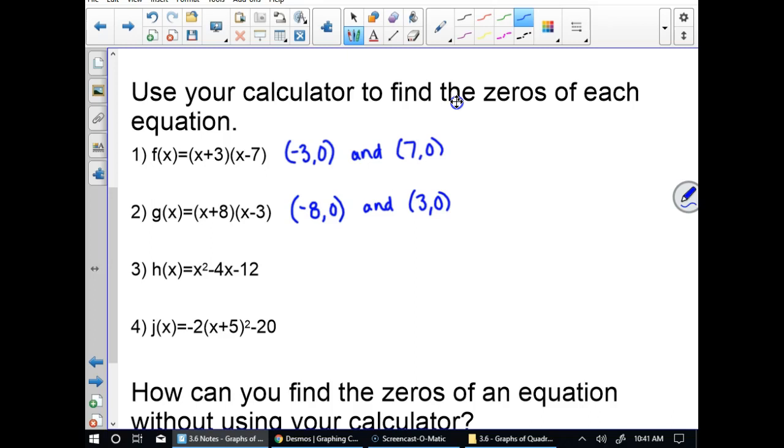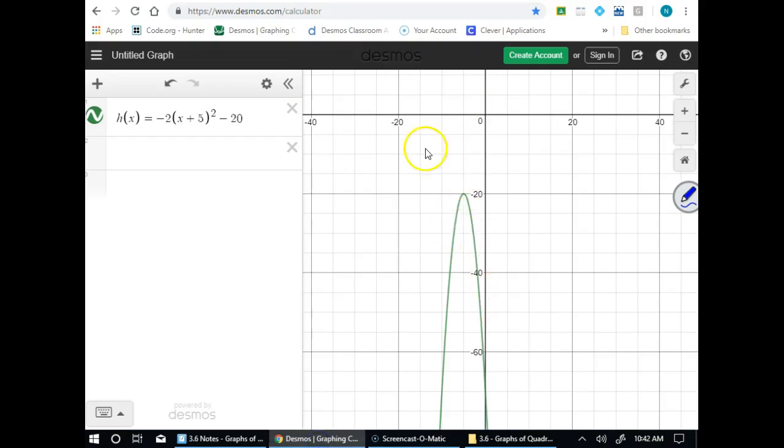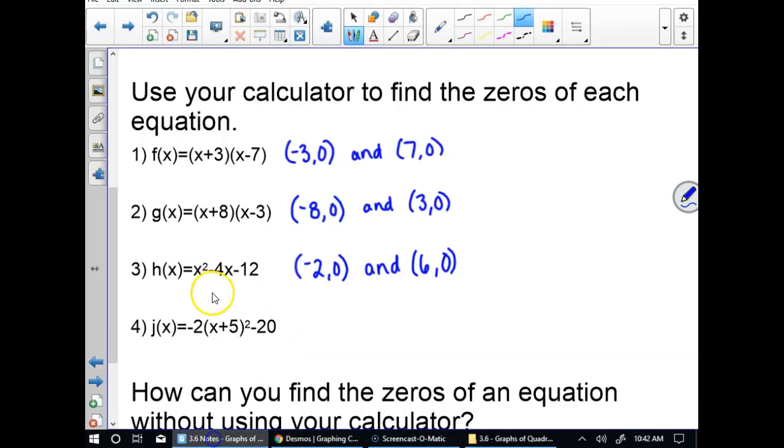For number 3, we should have, is it negative, I didn't write this down, (negative 2, 0) and (6, 0). Is that what you get for those? Okay. And then for that very last one, when you graph it, the parabola is way down here, right? It doesn't cross the x-axis at all. So for that one, we're just going to say none. There are no x-intercepts.